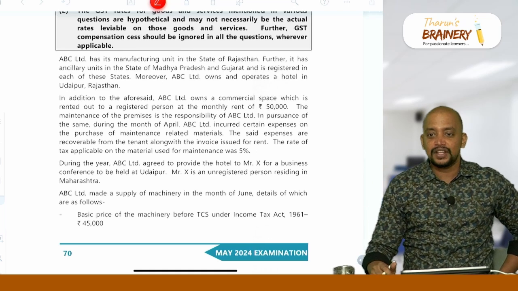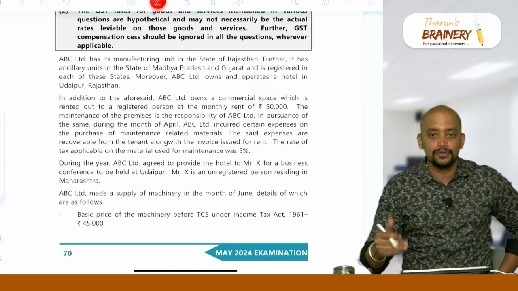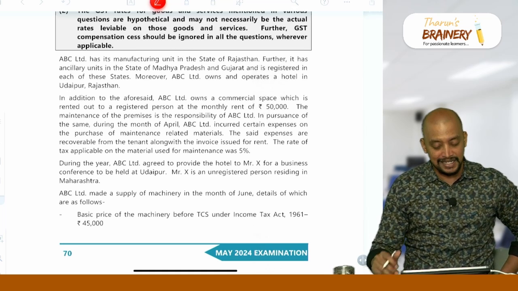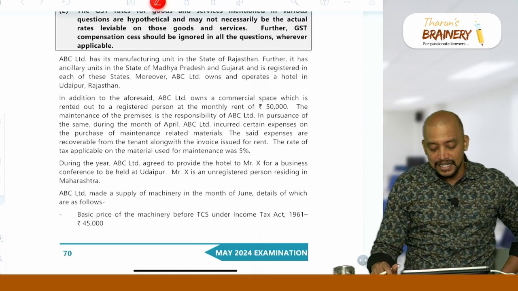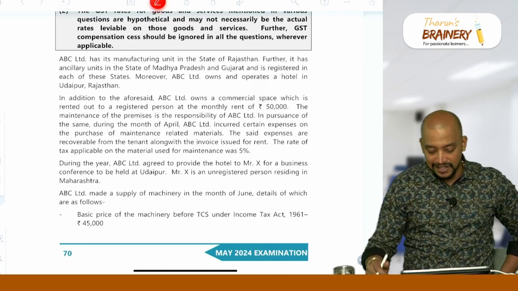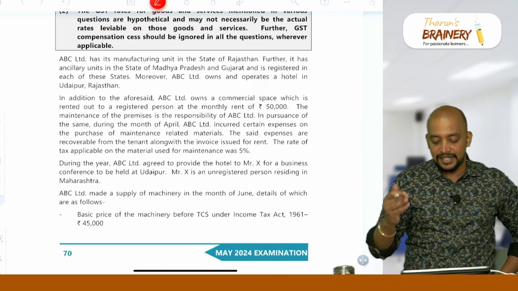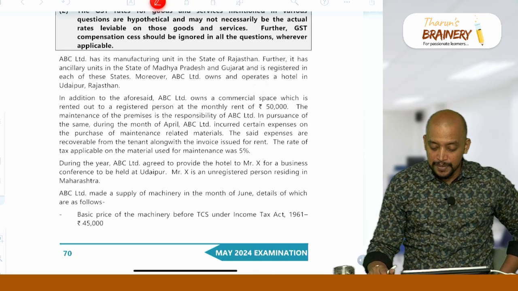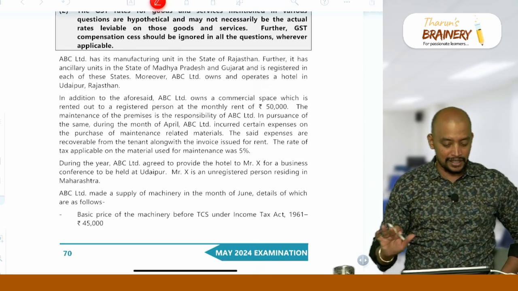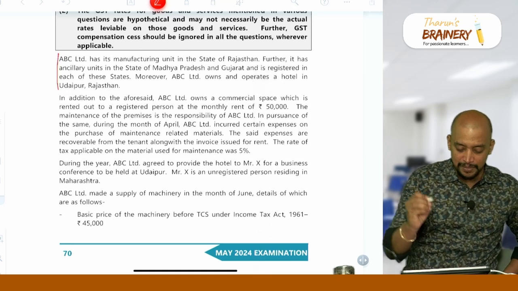First paragraph, there won't be anything relevant. It is about a story, what they are doing, etc. ABC Limited has its manufacturing unit in the state of Rajasthan. Further, it has ancillary units in the state of Madhya Pradesh and Gujarat and is registered in each of these states. Okay, let them have business in multiple states. Moreover, ABC Limited owns and operates a hotel in Udaipur, Rajasthan. They also have one hotel. Okay, this is about the knowledge of their business.